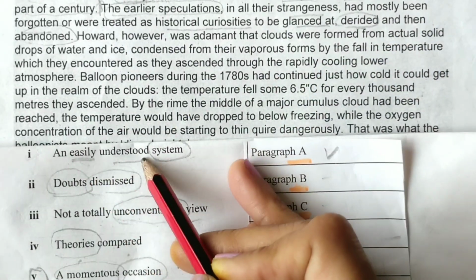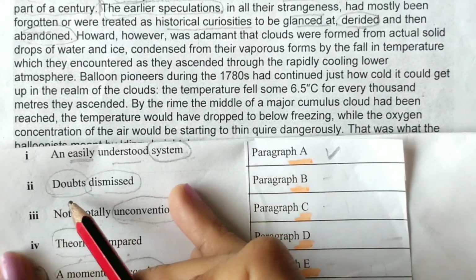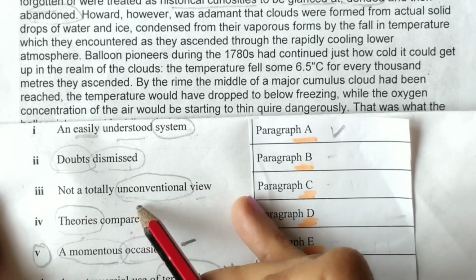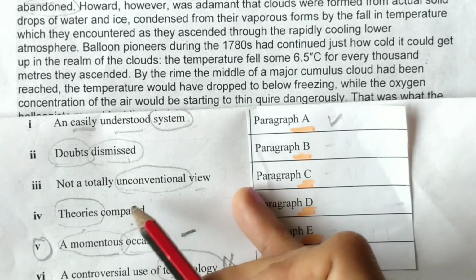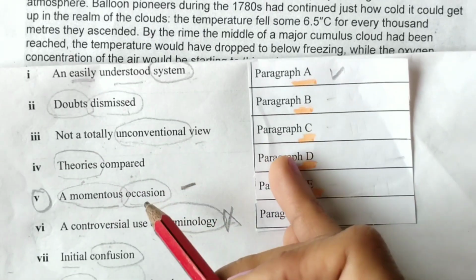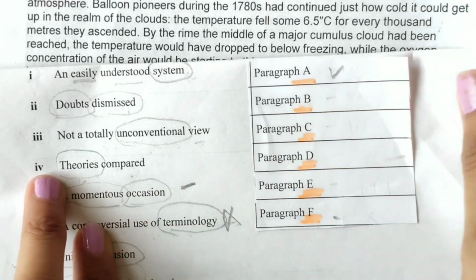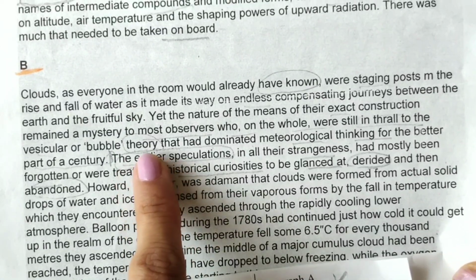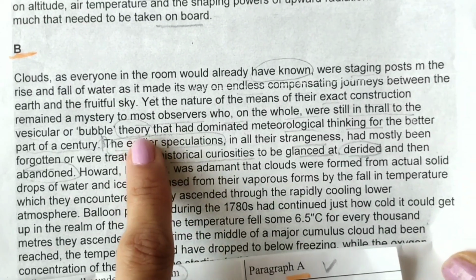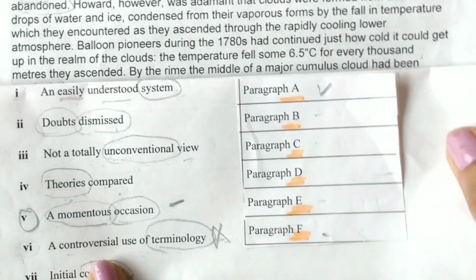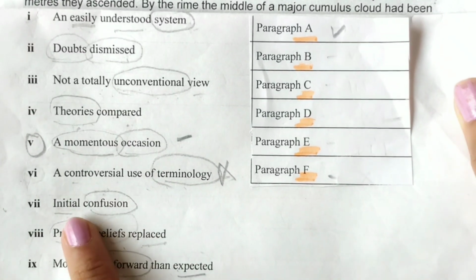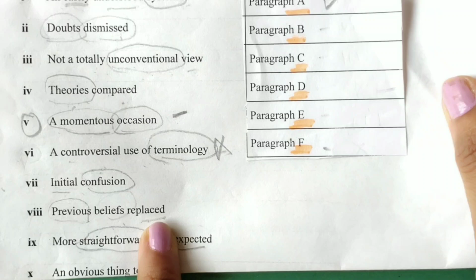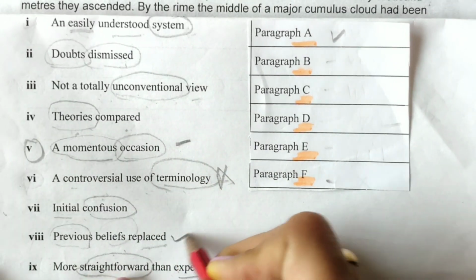An easily understood system, they are not talking about that, I don't think so. Doubts dismissed kind of thing is not there. Not a totally unconventional view is also not there. Theories compared is also not there. The word theory is there, but comparison is not there. Controversial terminology is also not there. Initial confusion, no. Previous beliefs replaced, this we can select.